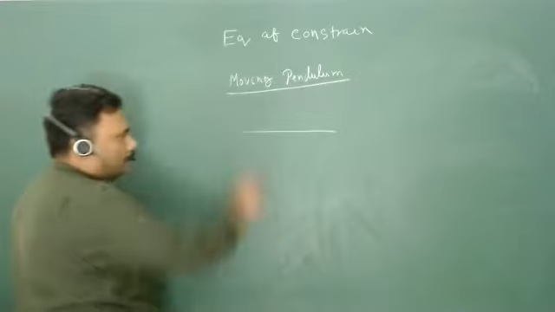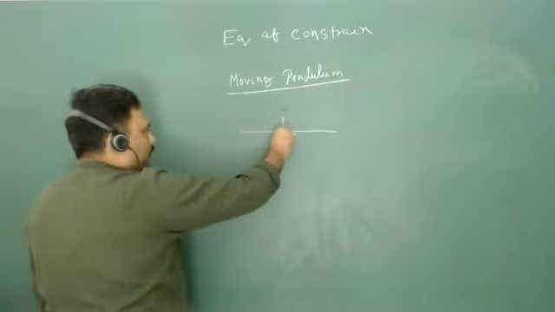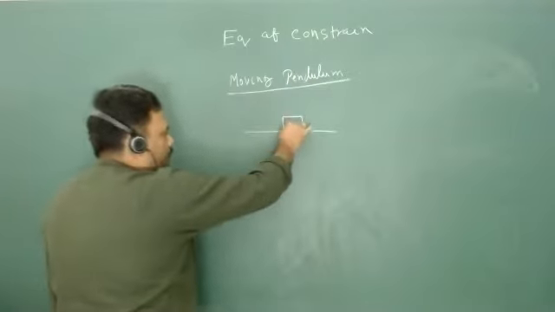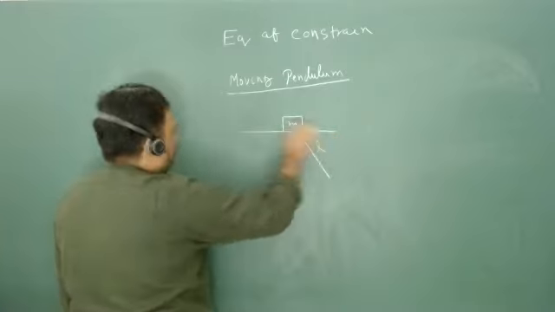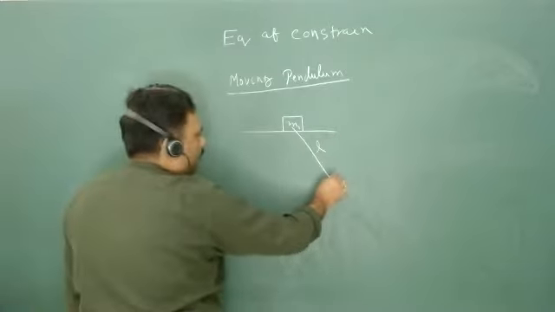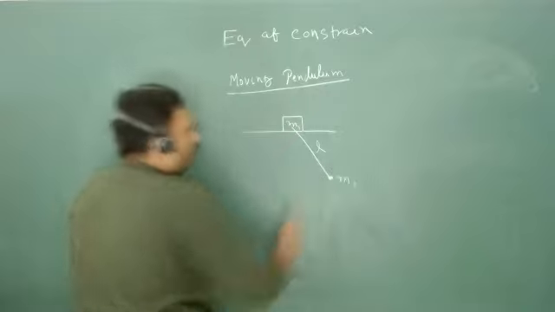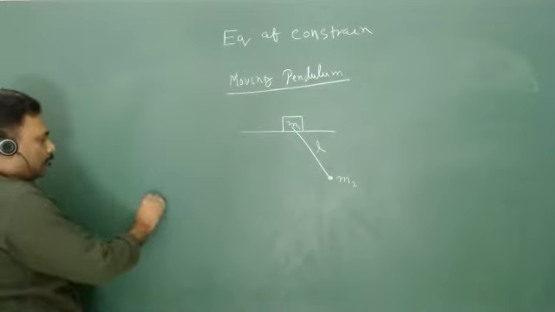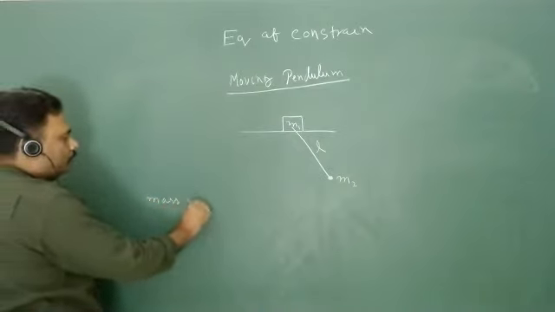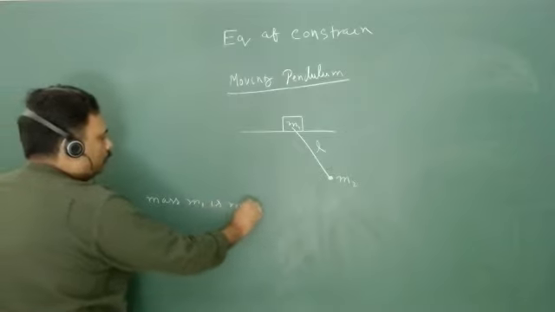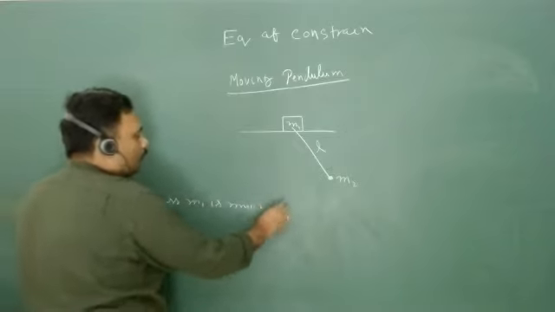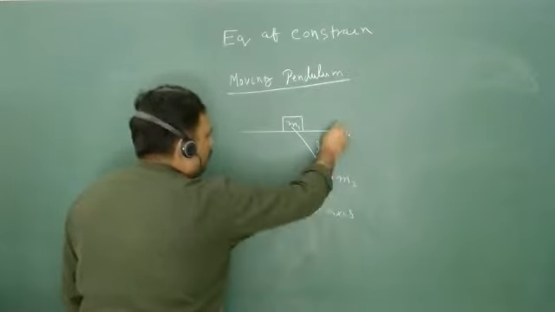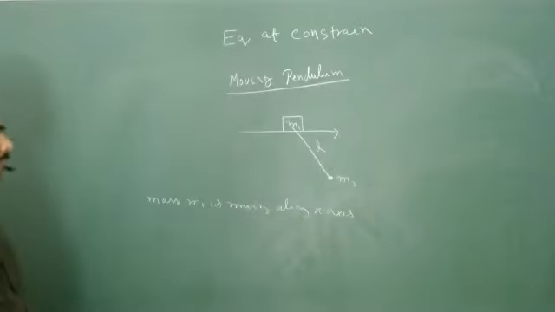Suppose this is my x-axis and there is some mass. Let's say this is capital M and there is a string, and this string is massless of length L, and let's say this mass is M2. And what is this problem? The problem is that mass M1 is moving along x-axis.